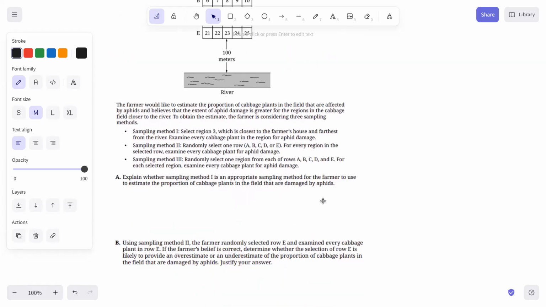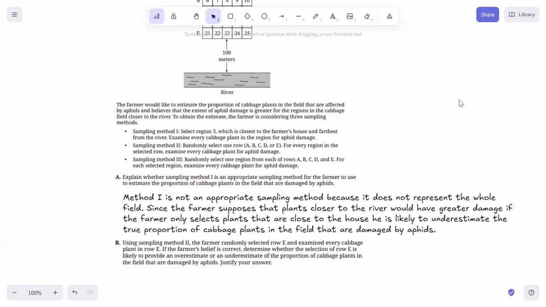Part A, explain whether the sampling method 1 is an appropriate sampling method for the farmer to use to estimate the proportion of cabbage plants in the field that are damaged by aphids. So here's how we would answer part A. Method 1 is not an appropriate sampling method because it does not represent the whole field.